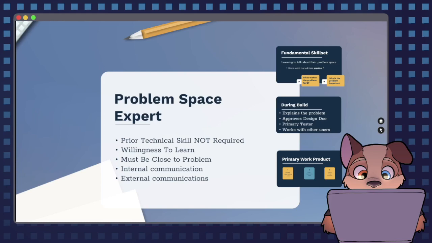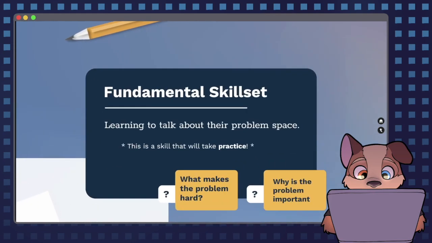So this role's fundamental skill set is learning to talk about their problem space. I specifically call this a skill set because I want to drive home that this will take practice. You are not going to be good at talking about your problem right off the bat. So we want to encourage you to practice this. Practice talking about what makes the problem space you have chosen hard, and why that problem is important. You will need to answer these questions before resources are allocated to building out your software.